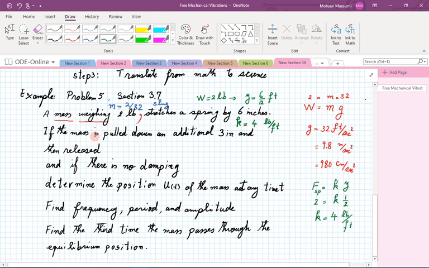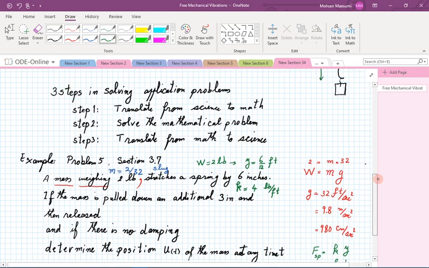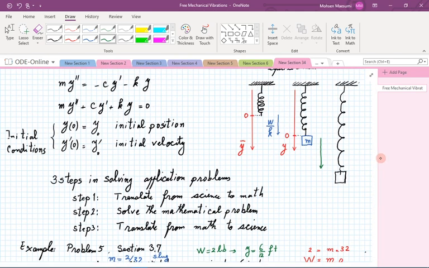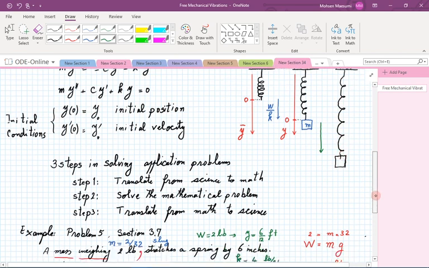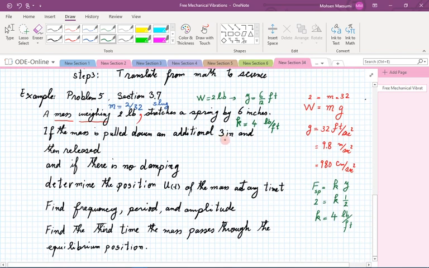Okay, next, the mass is pulled down an additional 3 inches. By now we are good at figuring out what that is representing. Additional 3 inches, what is that? Additional 3 inches is the second stretch here. That second stretch refers to what your initial position is going to be. That is, you brought the mass further down 3 inches, and now you're going to let it go and it's going to oscillate. So this is going to be referred to as y of 0. Y of 0, 3 inches.